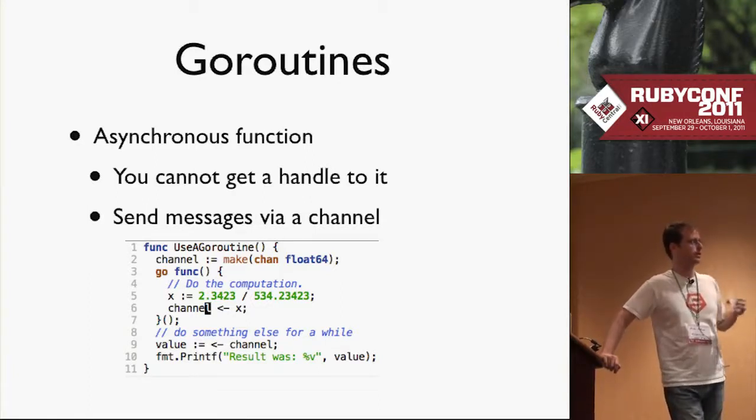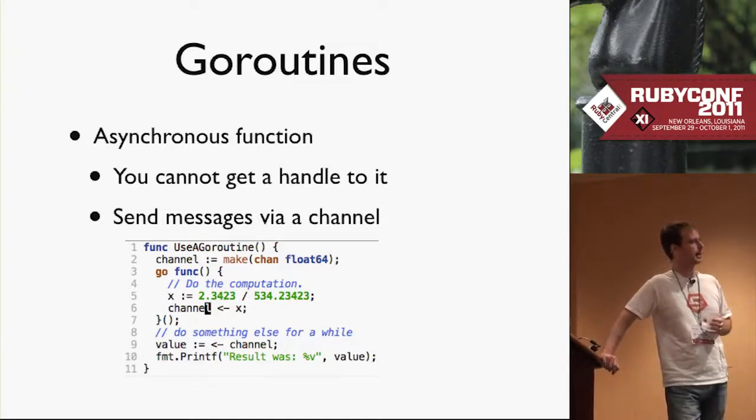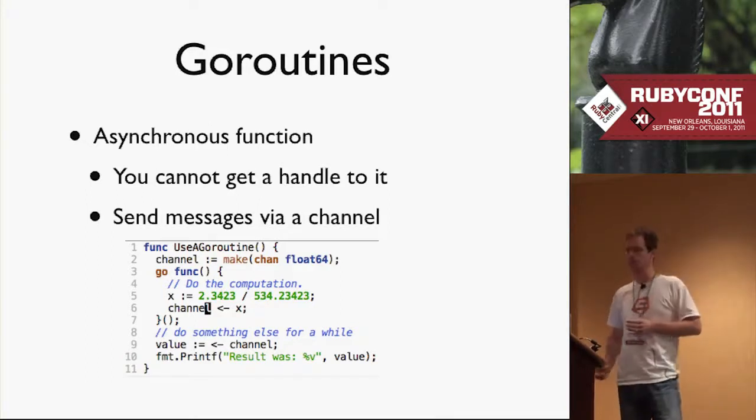So you can see on line 2, we're creating the channel. On line 3, we use the go keyword to spin off that function. And that runs in a separate thread now. Meanwhile, the main thread on line 9 blocks on that channel waiting for a message to come back. And that message is just going to be that calculation that's performed on line 5, the value X. And then once that value is calculated and put on the channel, the main thread wakes back up and prints it out. It's a very simple model.